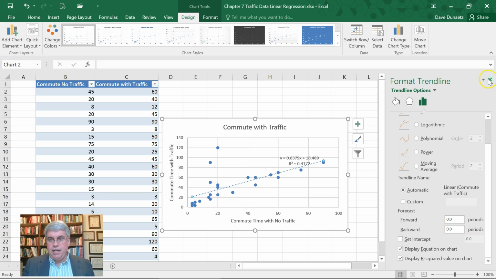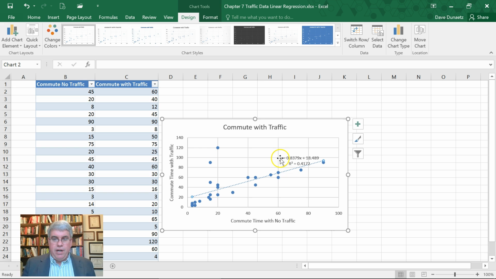And here we have our equation, y equals 0.8379x plus 18.489. Now, when we report that, we'd want to round that to 2 decimal points because that's too many decimal points to be comfortable looking at. And then r squared equals 0.4172, about 42%. So what that basically means is that we can see a strong trend that for almost all places, the commute time with no traffic is a function of the distance.